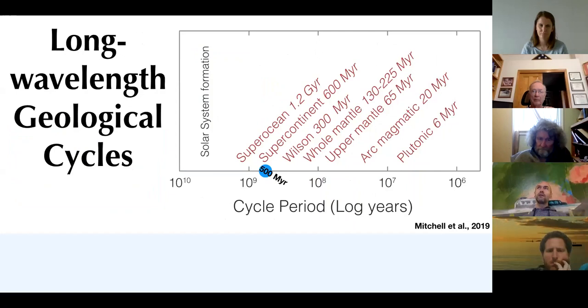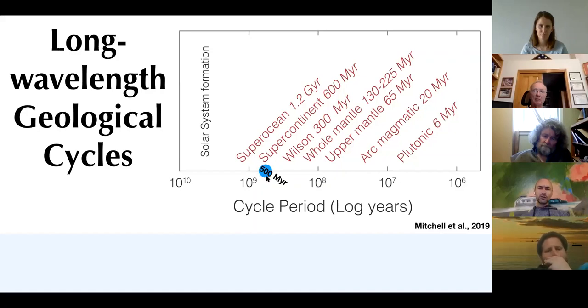And if I can be a little bit critical of the choice of bin size, if we think about the various geologic cycles that we see on the planet, and this is from a paper that Ross and others published, where we have plutonic cycles of about 6 million years, arcmagmatic cycles of 20 million years, upper mantle transit times, whole mantle transit times, the Wilson cycle of around 300 million years, and the supercontinent cycle at 600, and then our speculative super ocean cycle at 1.2 billion years.